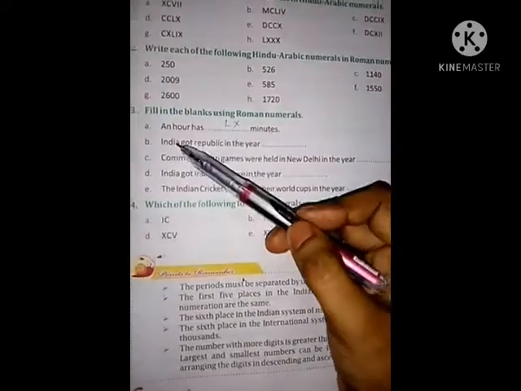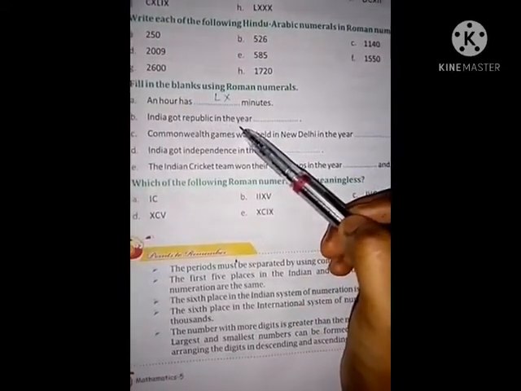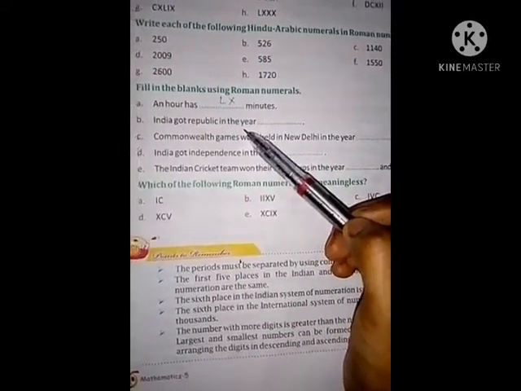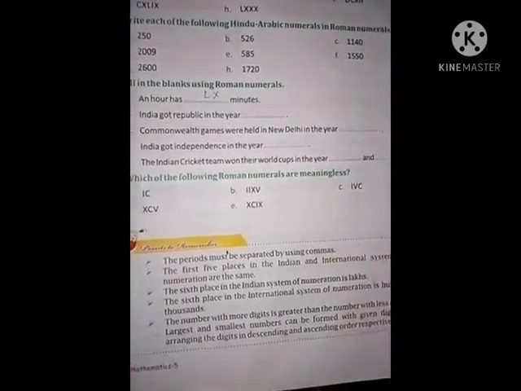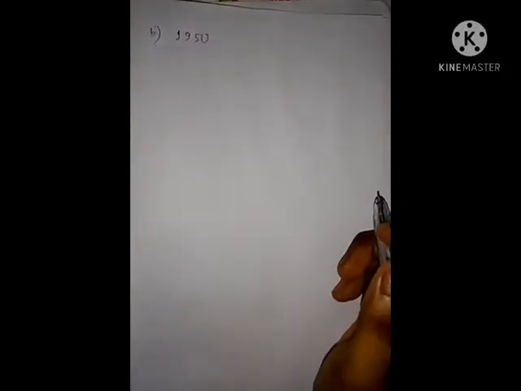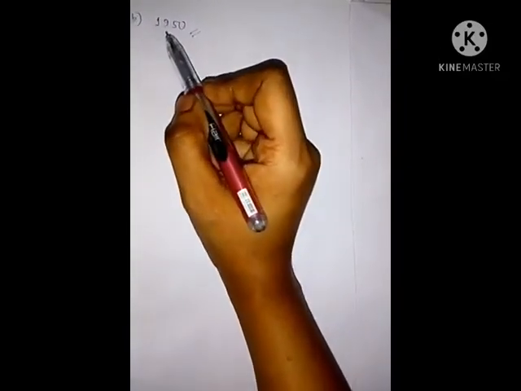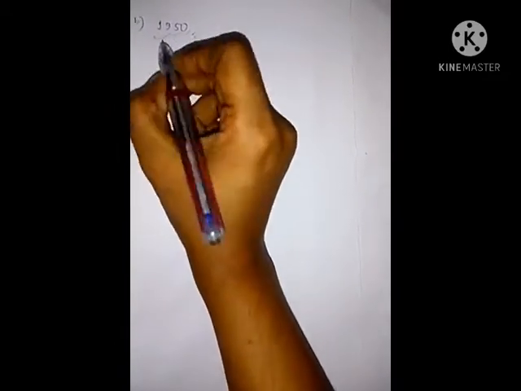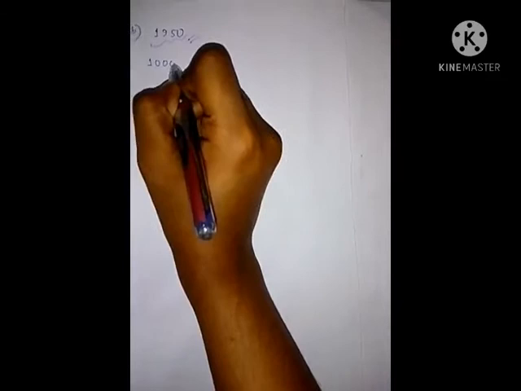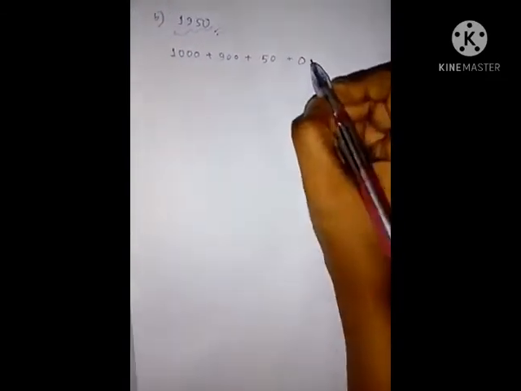Now say B. India got republic in the year. So we know that India got republic in the year 1950. So we have to convert 1950 Hindu-Arabic numerals into Roman numerals. See, in our last class we did this type of questions, right? So what we have to do first, we have to write the expanded form of this number. Okay, so write the expanded form first. 1000 plus 900 plus 50 plus 0.